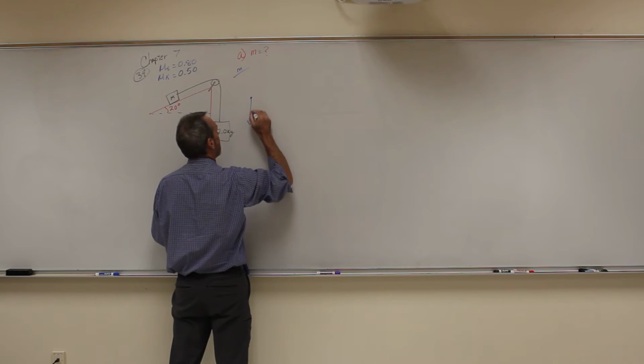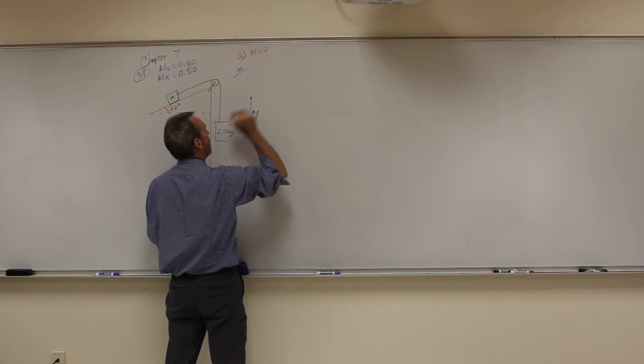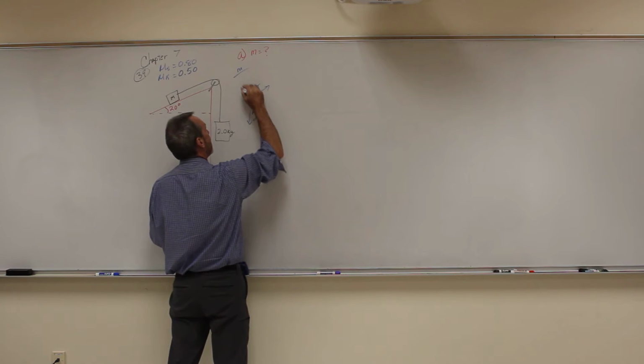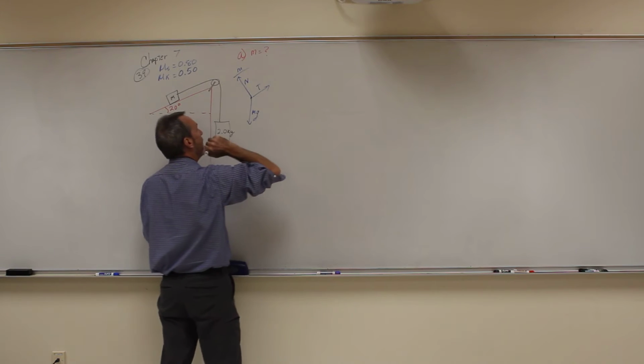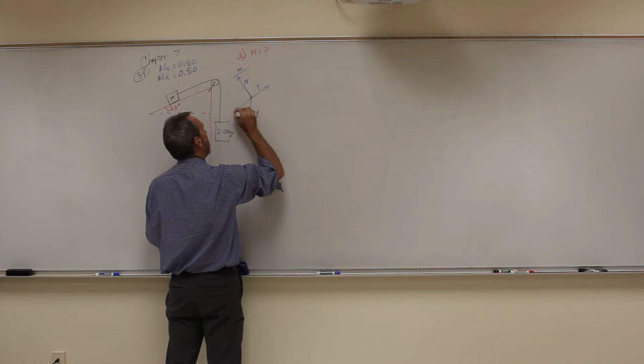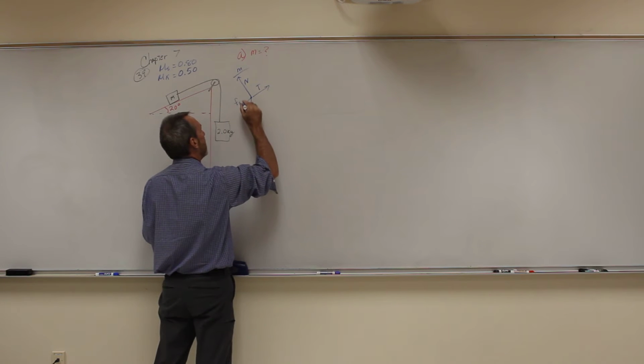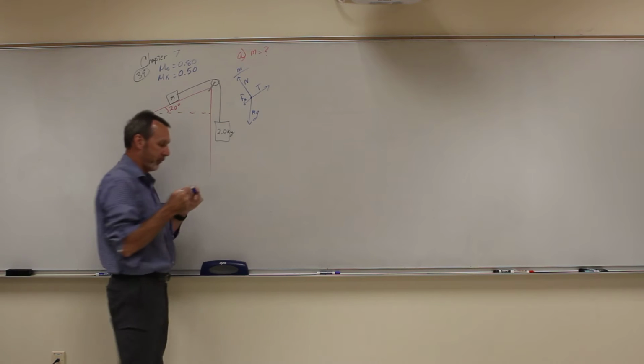We have gravity, of course, mg. We have the rope pulling, which is tension. We have a normal force, perpendicular to the surface, and we have friction. In this case, the friction is static friction. I probably made that too big. Let's make that static friction, like that. Okay?